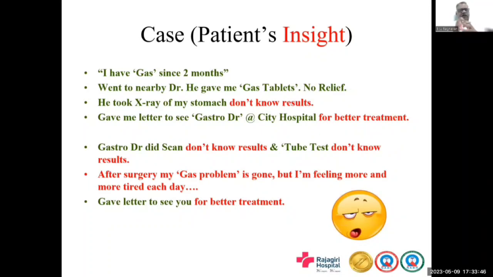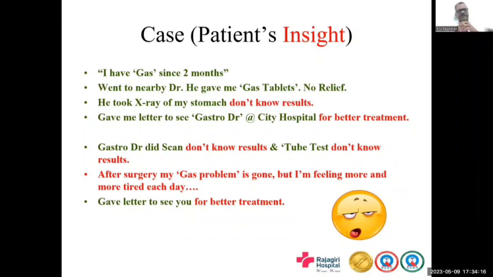Okay, so after the scan, did he tell you what was the scan result? What was there in the scan? Well, I don't know the result. They said something, but I did not understand. Okay. Then the tube test. What about that? What was there? What did they tell you about it? That also I really don't know. They said something. I mean, they were saying it in English, and I really did not understand it.